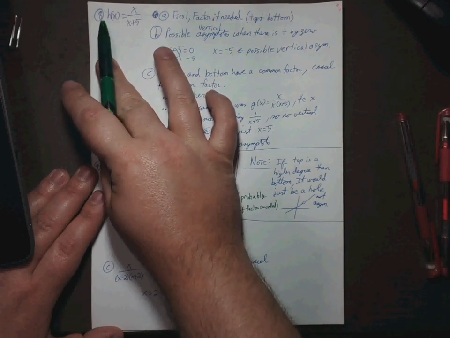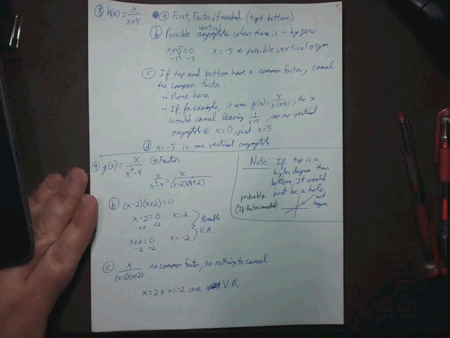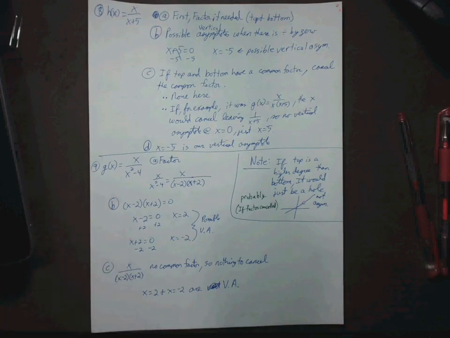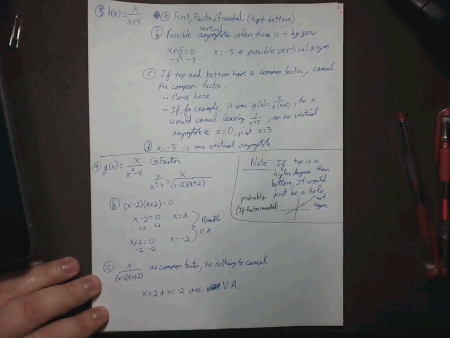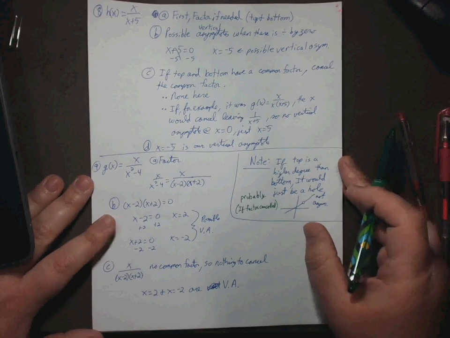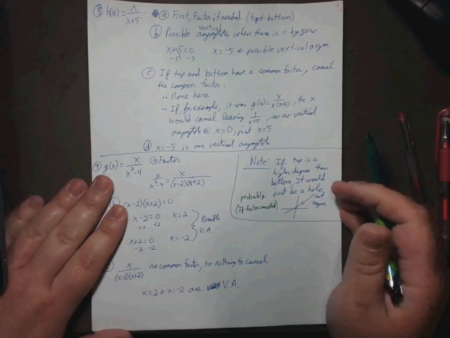So let's start off back with number 8. H of x equals x over x plus 5. Okay, so we were looking for vertical asymptotes. You need to first factor anything if needed. The top and the bottom here are already factored, so we don't need to factor anything.